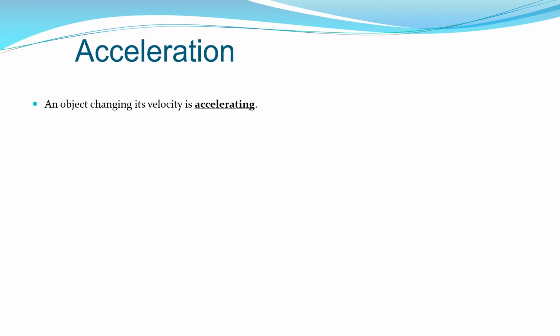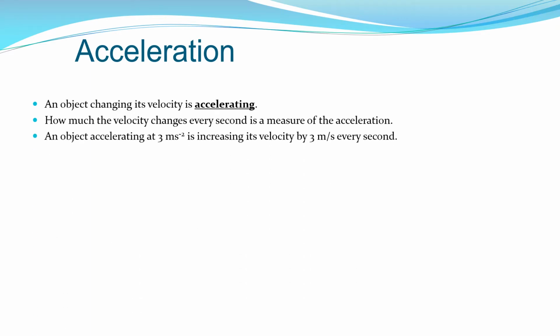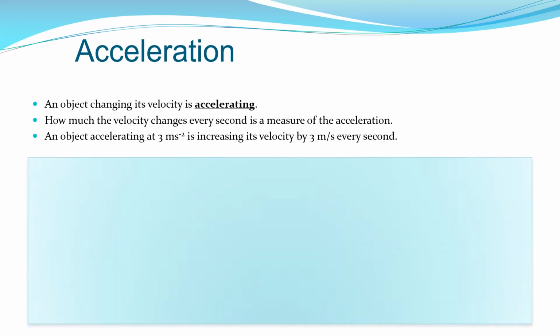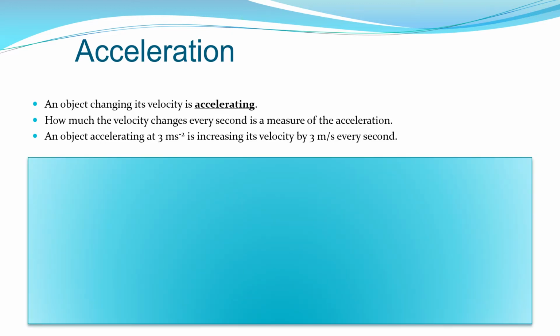Acceleration is just when the velocity of something is changing. And remember, because it's a velocity that's changing, velocity is a vector. So if you're asked about it, acceleration is also a vector. Now, how much the velocity changes every second is what acceleration is. So as you know, or should know, the units for acceleration are meters per second squared. So it's meters per second. How fast is it going every second? And so, example here, an object accelerating at 3 meters per second squared is getting 3 meters per second faster every second.